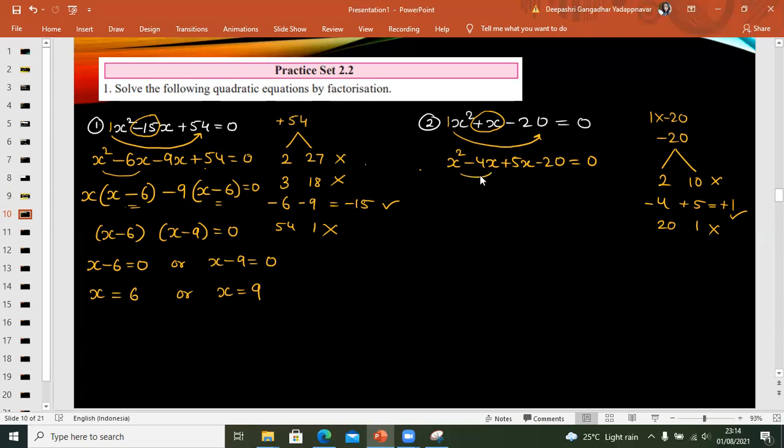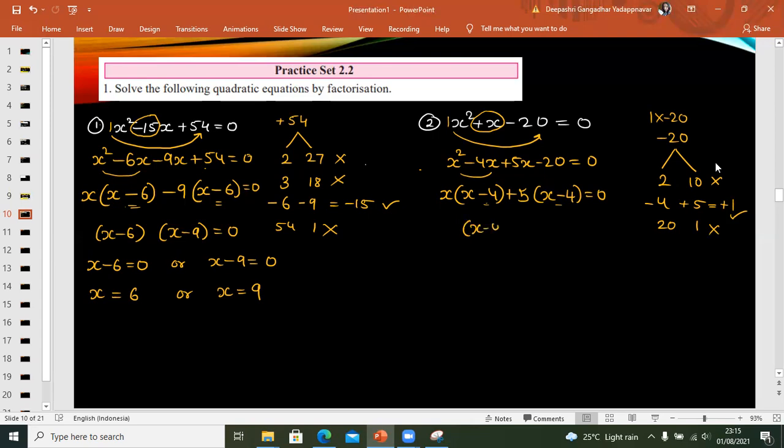Remove the common value out. So x is out, x minus 4 plus 5 is common out, x minus 4 equals 0. This bracket and this bracket, both are the same. It will always be the same. So if you are putting a different sign, be careful. Don't put a different sign. It will always be the same.